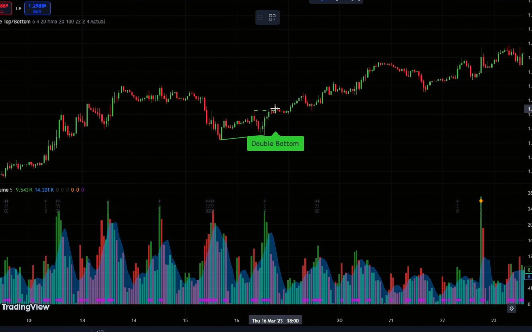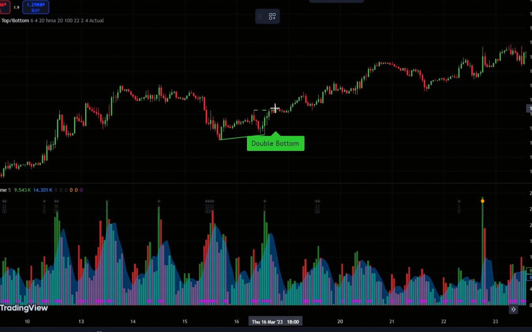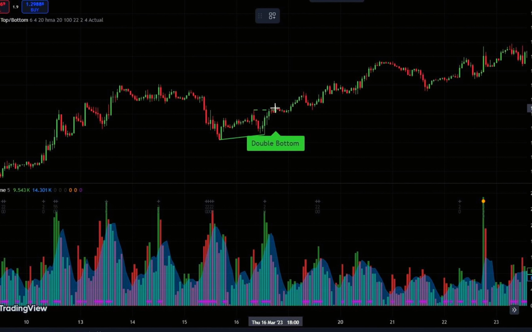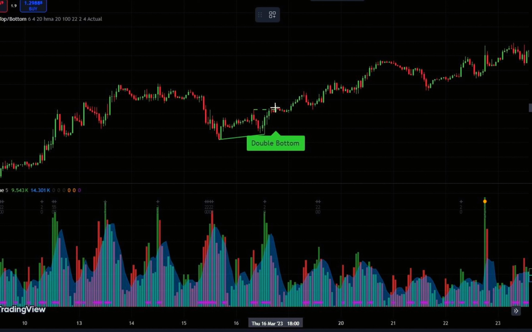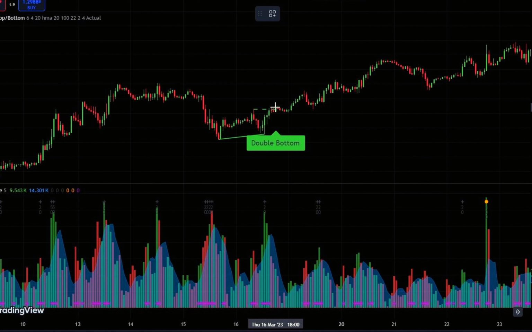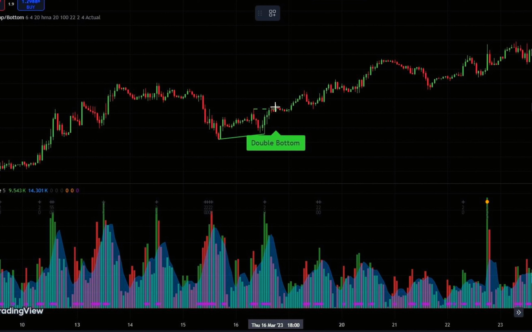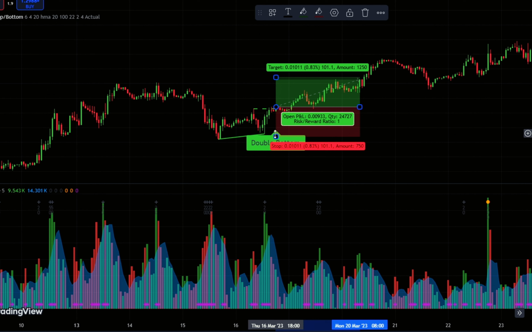Confirm with candlestick. Ensure the candlestick that forms after the double bottom and volume confirmation is bullish, a candlestick with a close higher than its open. This candlestick provides the final confirmation for entering the trade. Place the buy order. If all conditions are satisfied, place your buy order right after the bullish candlestick closes.